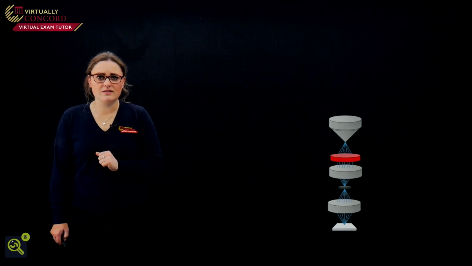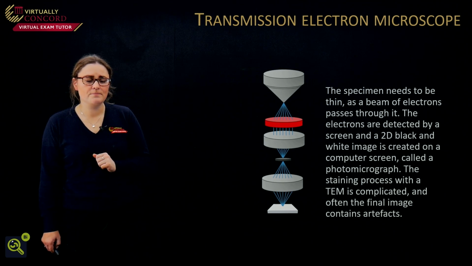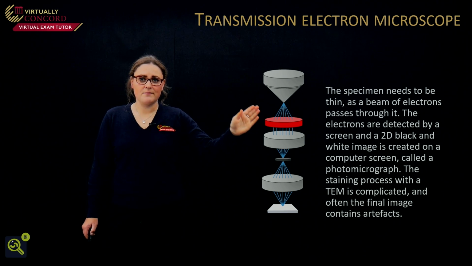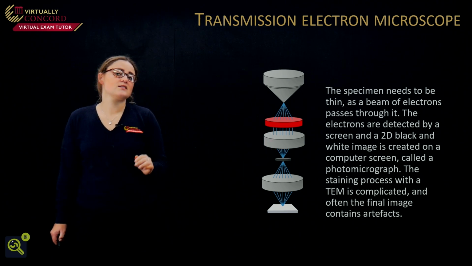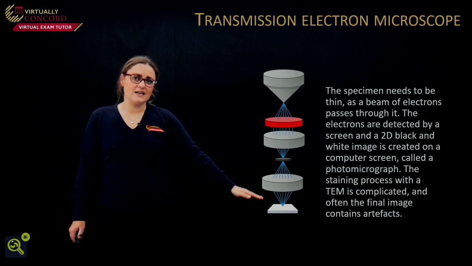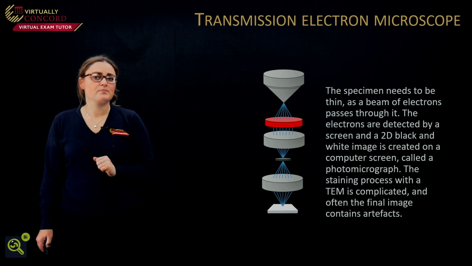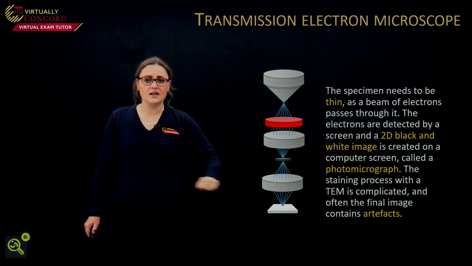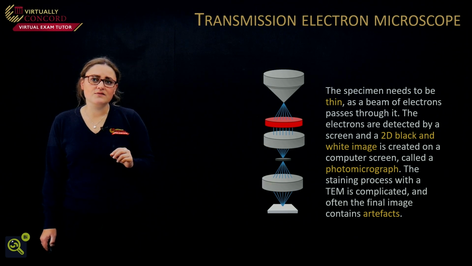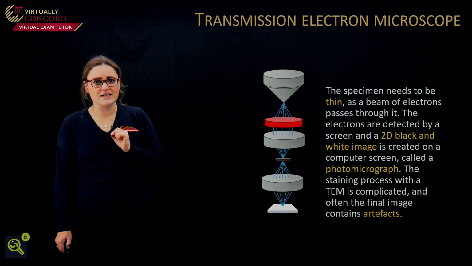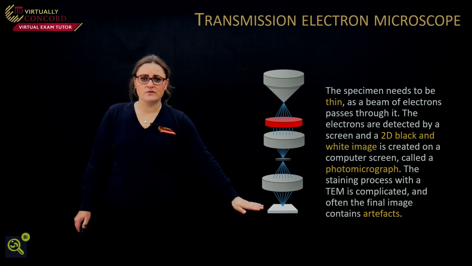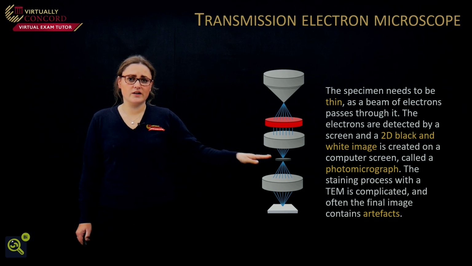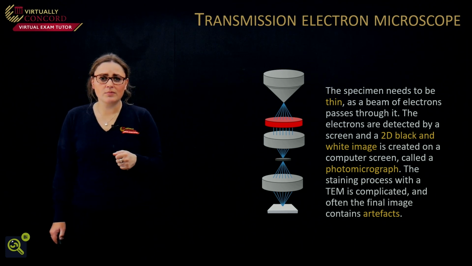We're going to start with our transmission electron microscope. In this case, we can see our blue lines representing our beams of electrons, and they get passed through a series of electromagnets, through the specimen, and detected by a screen at the bottom. Our specimen needs to be really thin as those electrons are passing through it. This then gives us a 2D black and white image called a photomicrograph, which is processed at the bottom by a computer.